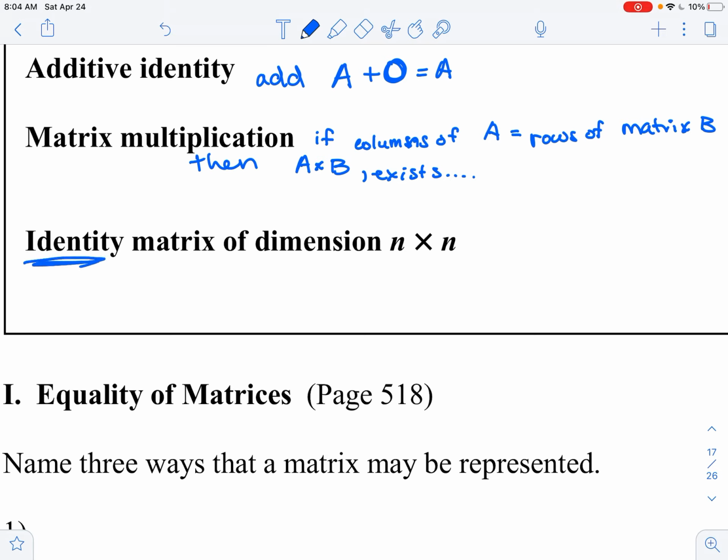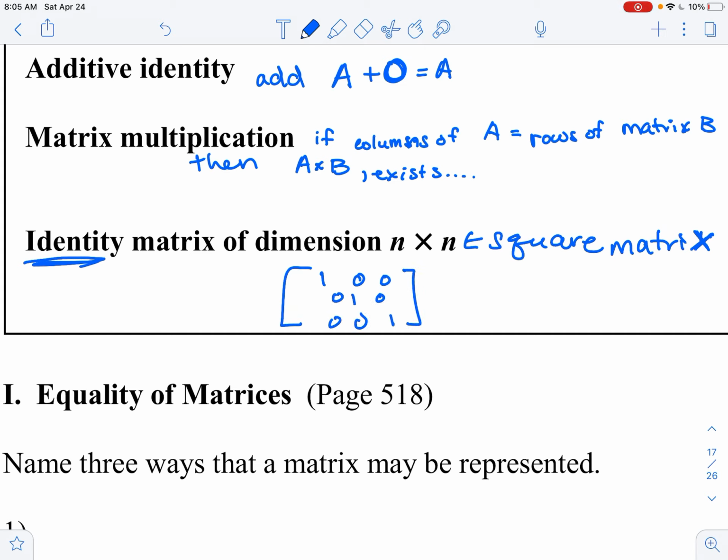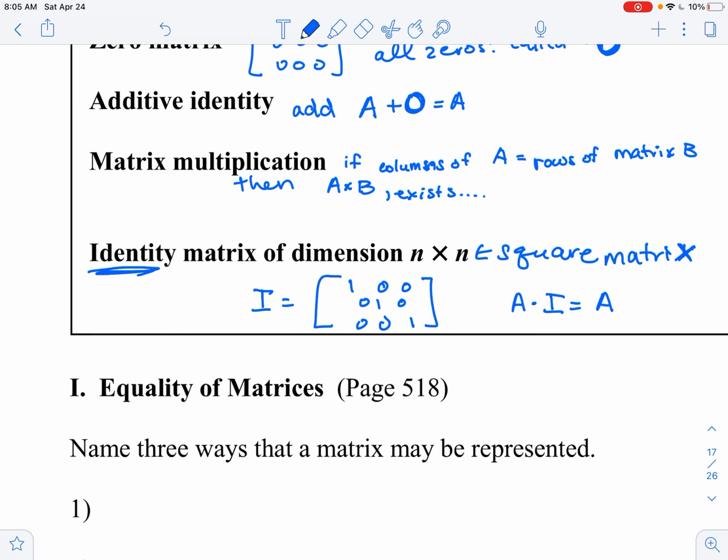And the identity matrix of dimensions n times n, which is a square matrix where the rows and columns are the same. An identity matrix looks just like a reduced row echelon matrix, but it's square. If I multiply, we call this the identity matrix. Any matrix times the identity matrix will get the same matrix back.